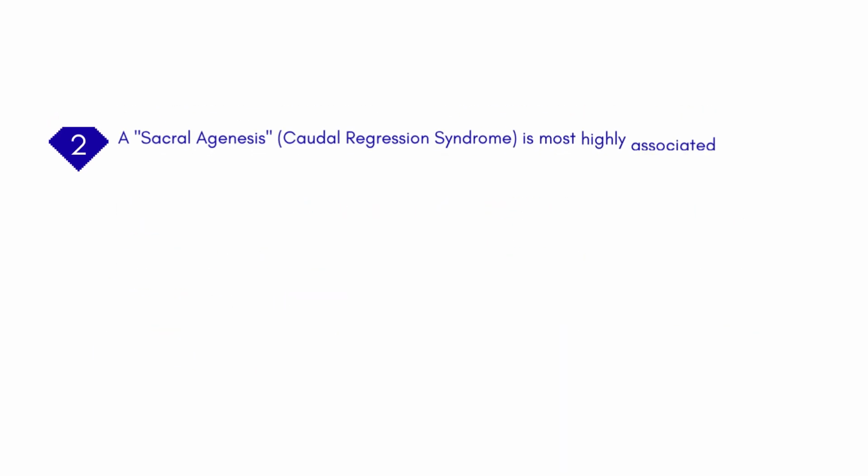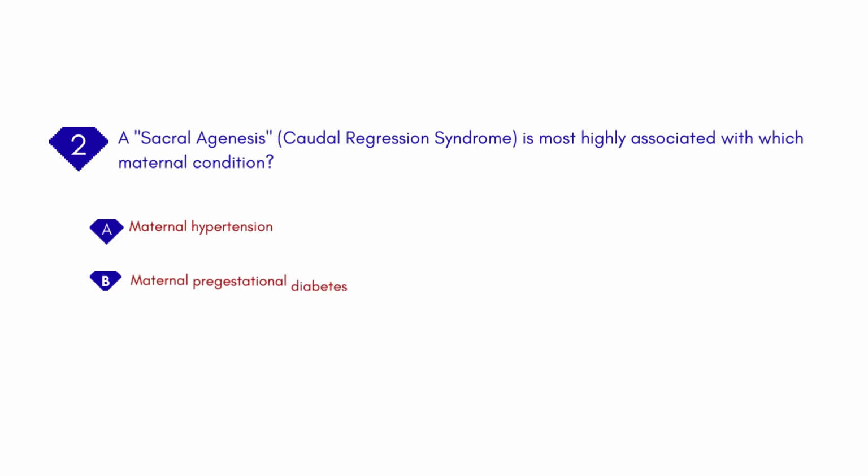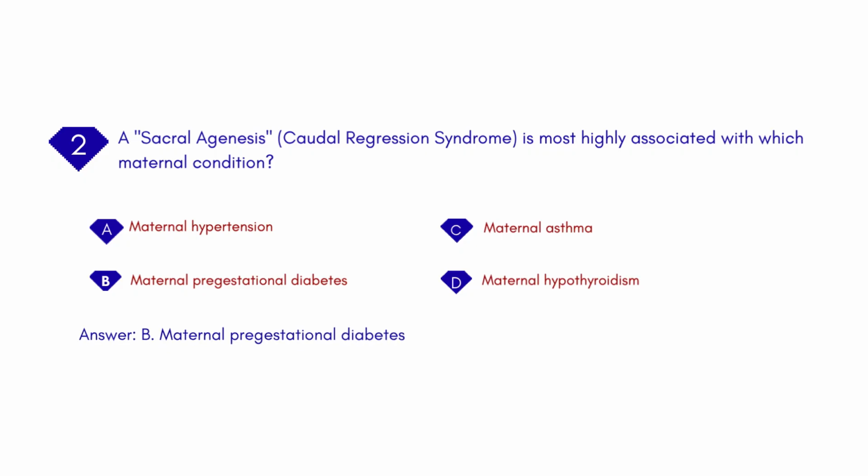Sacral agenesis, caudal regression syndrome, is most highly associated with which maternal condition? A. Maternal hypertension. B. Maternal pregestational diabetes. C. Maternal asthma. D. Maternal hypothyroidism. Answer, B. Maternal pregestational diabetes.